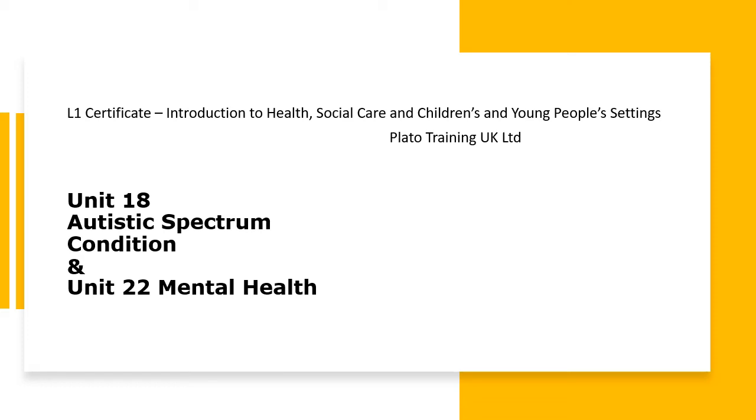This PowerPoint presentation is part of the Level 1 certificate in the Introduction to Health, Social Care and Children and Young People settings run by Plato Training. It looks at Unit 18, Autistic Spectrum Condition, and Unit 22, Mental Health.